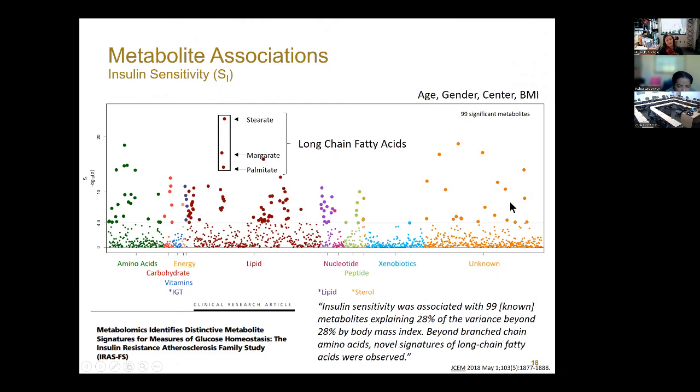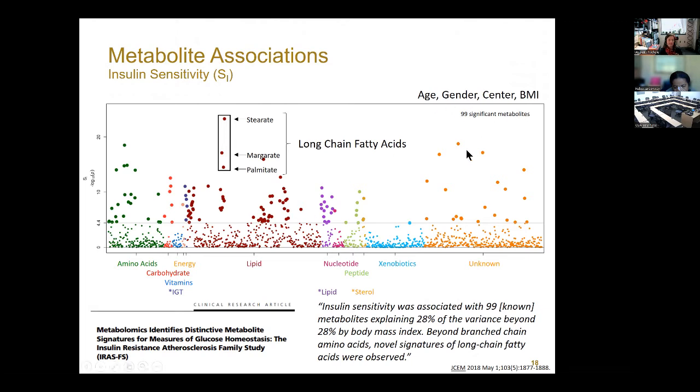insulin sensitivity was associated with 99 significant metabolites, and those explain approximately 28% of the variance beyond that explained by BMI. And the most significant were really those branched chain amino acids. Beyond branched chain amino acids, it was long chain fatty acids, which was really that novel signature that we observed. So in short, these findings really suggest that insulin resistance is metabolically complex.